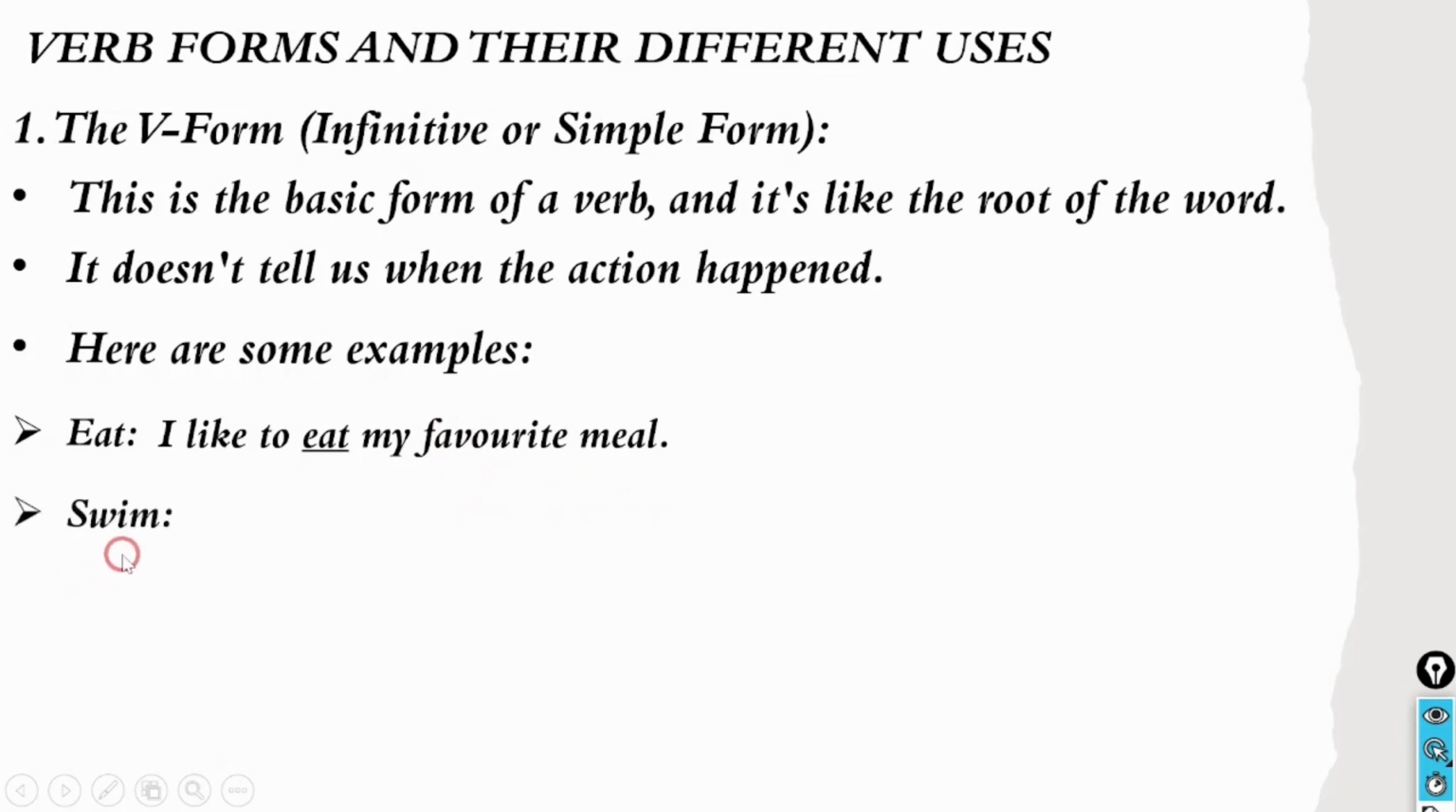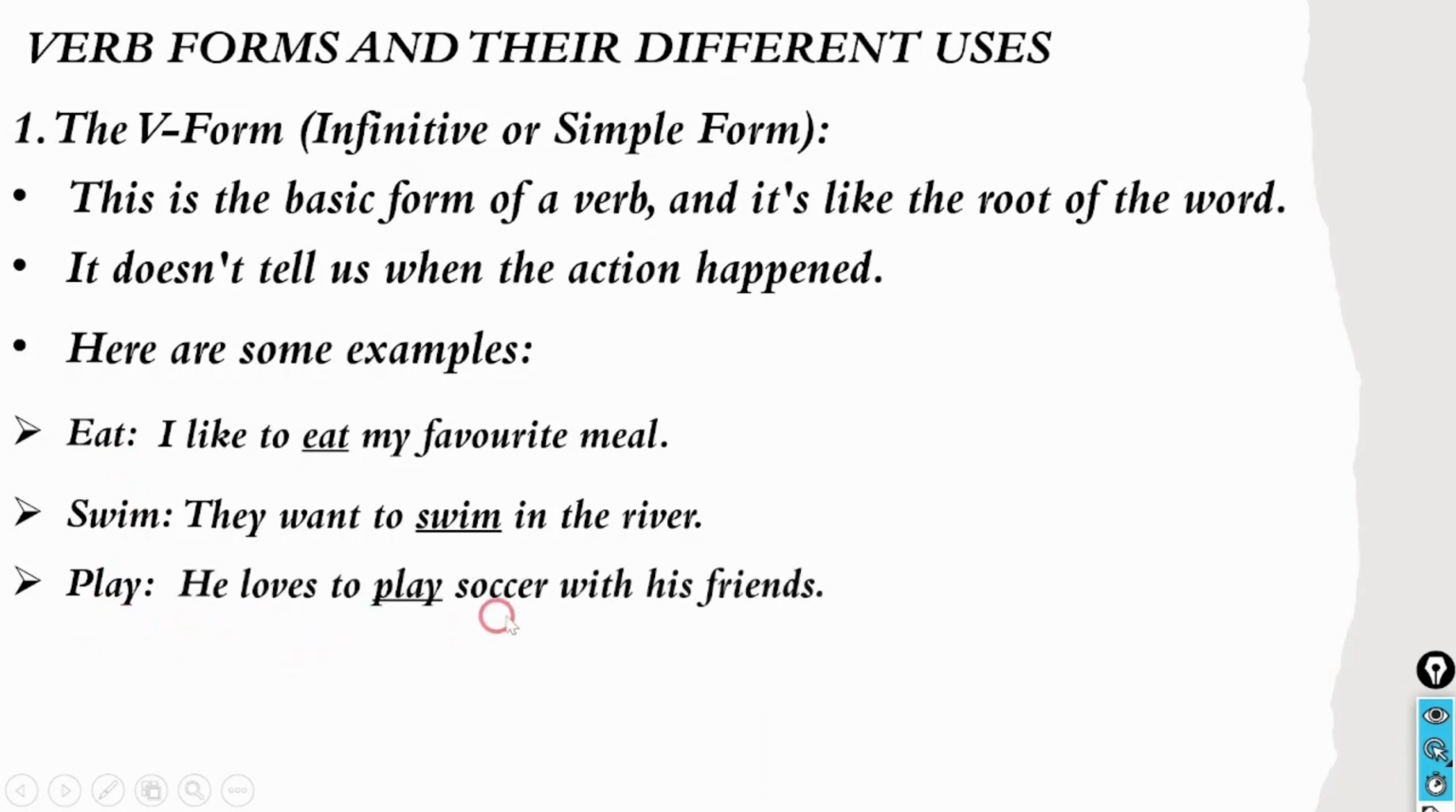Another example is swim, like they want to swim in the river. They want to swim in the river. You are not adding anything to the word swim. You are using it as it is. Then play. This is the V form of the verb. So you say, he loves to play soccer with his friends. It is as it is. Then another one is jump, like she can jump really high.